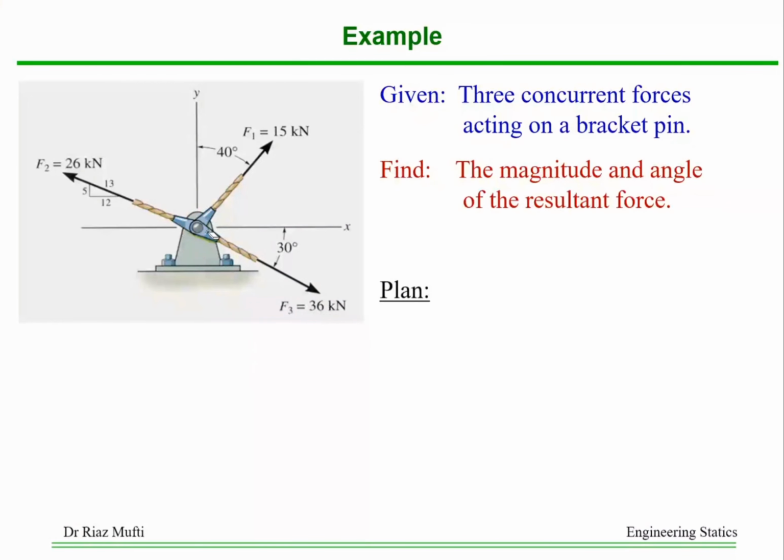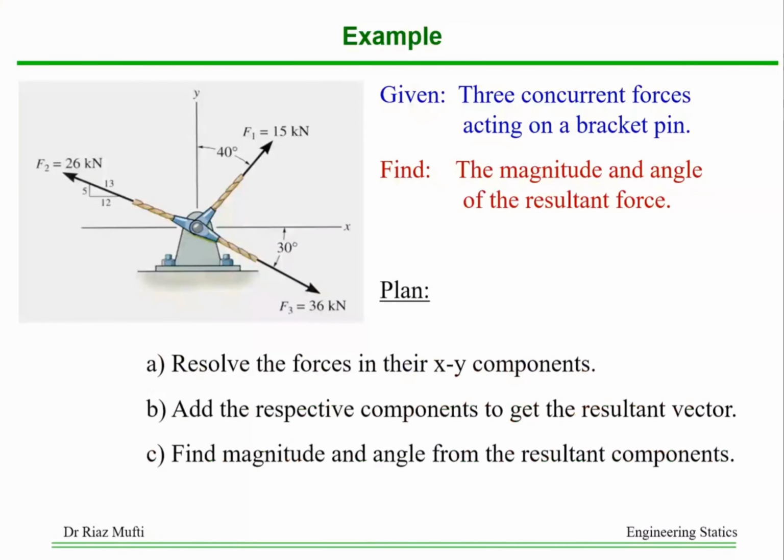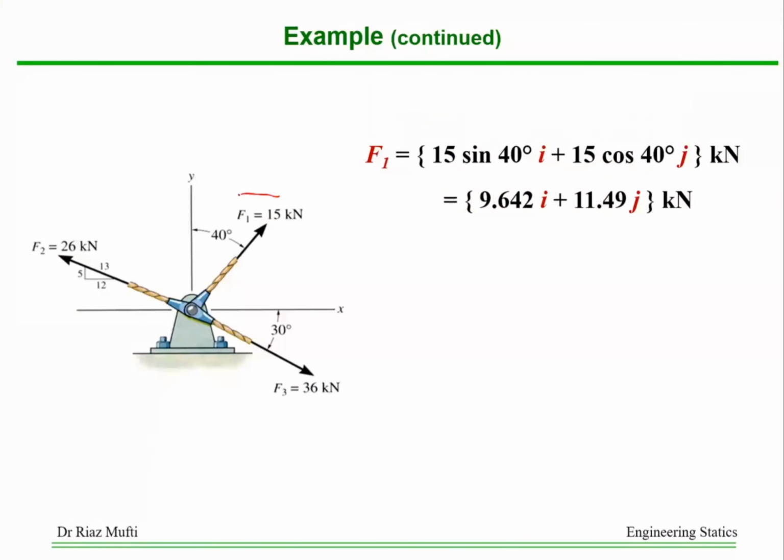So in simple words, what it says here, the very first thing is get your axis. Okay. And then add the respective components, add the x together, y together, and then you can find the magnitude and angle. So let's look at this. F1, that's this one here.